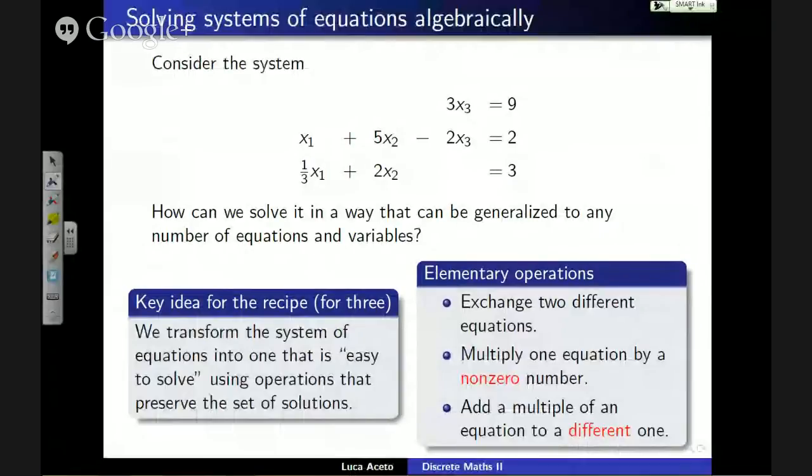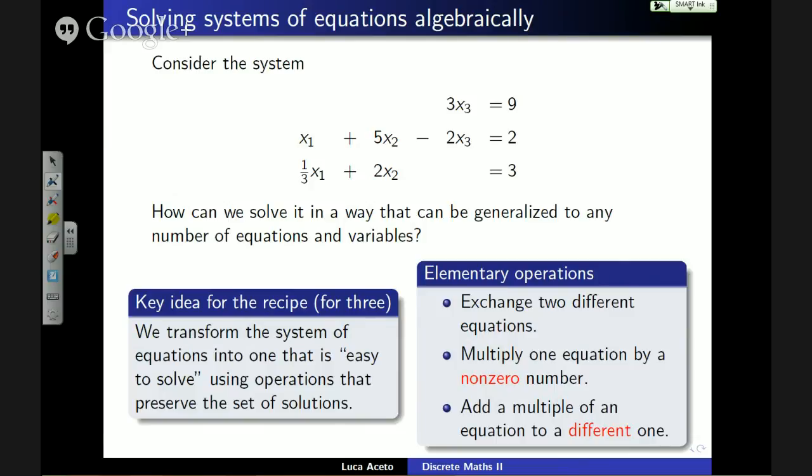Okay, so what is the third thing that we can do? We can add a multiple of an equation to a different one. What does this mean? For instance, this means that I could multiply this equation here by, say, -3 and add it to the second equation. I could do that. This doesn't change the solution space. And I encourage you to check this at home.